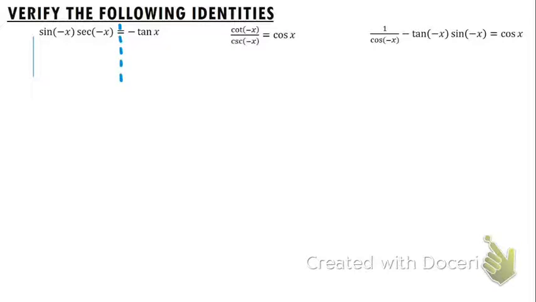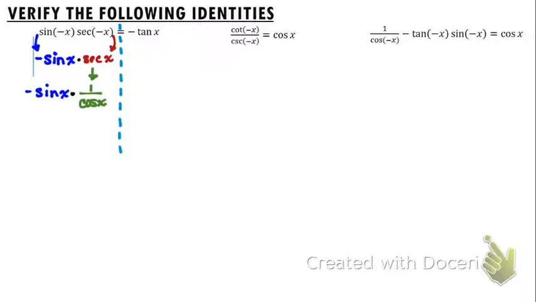I want to use what we know about negative angles, even and odd, to simplify these. You're only allowed to mess with one side at a time. We're going to transform the left-hand side to look like the right-hand side. Is sine even or odd? Sine is odd, so this would be negative sine x. Times, is secant even or odd? Even, so what would this be? Just secant x. Can I rewrite either one of those? Yeah, secant is 1 over cosine. And I'm multiplying that by negative sine x.